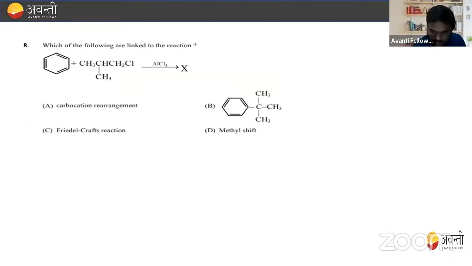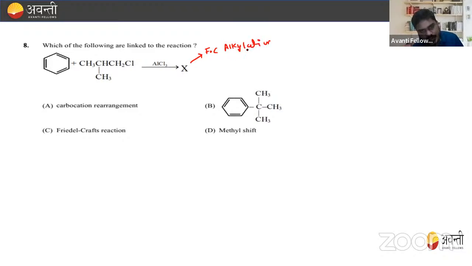Now, in question number 8, you have to identify the product, right? What they ask is, which of the following are linked to the reaction? So what is being formed? Let's see. First of all, let's make X and see what X will be. We know that this is a Friedel-Crafts alkylation, right? When benzene is treated with CH3Cl in presence of AlCl3, this is known as the Friedel-Crafts reaction. So this is nothing but Friedel-Crafts alkylation.